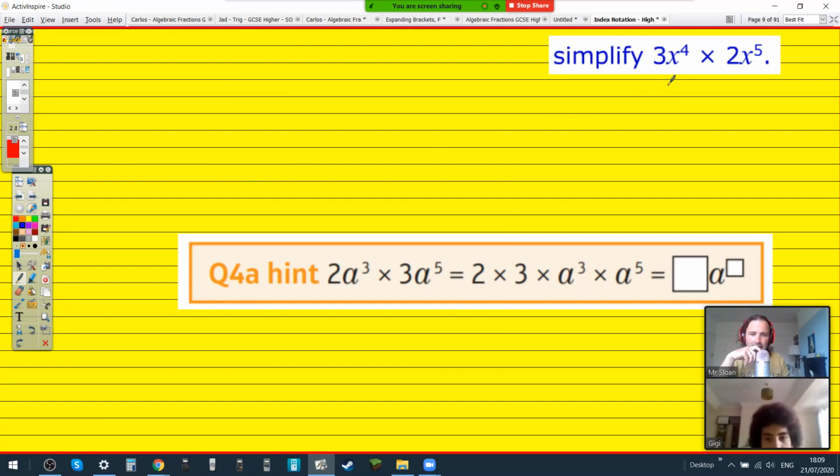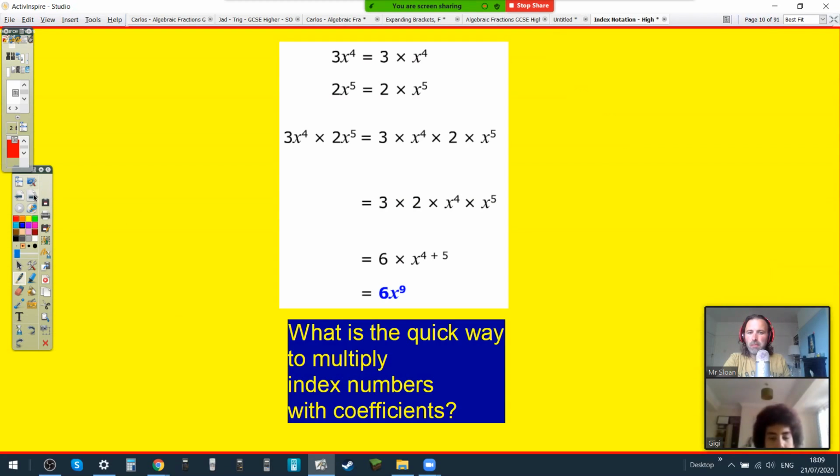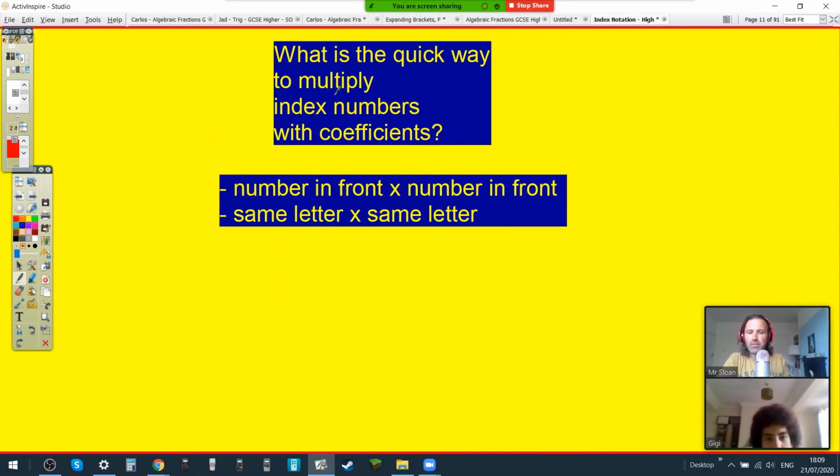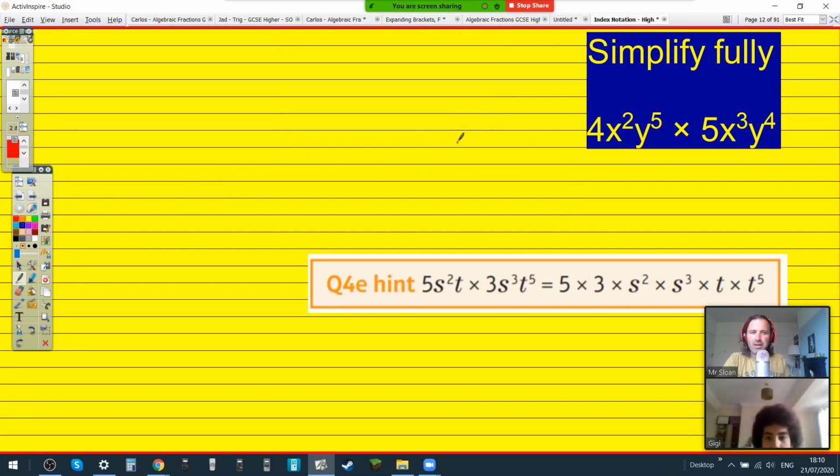Okay. Let's try these. This top one. This time we've got numbers in front. Would it be 6x to the power of 11? 9. Well done. I think you're good. And so it's normal number times normal number, same letter times same letter. Okay, how about this one?